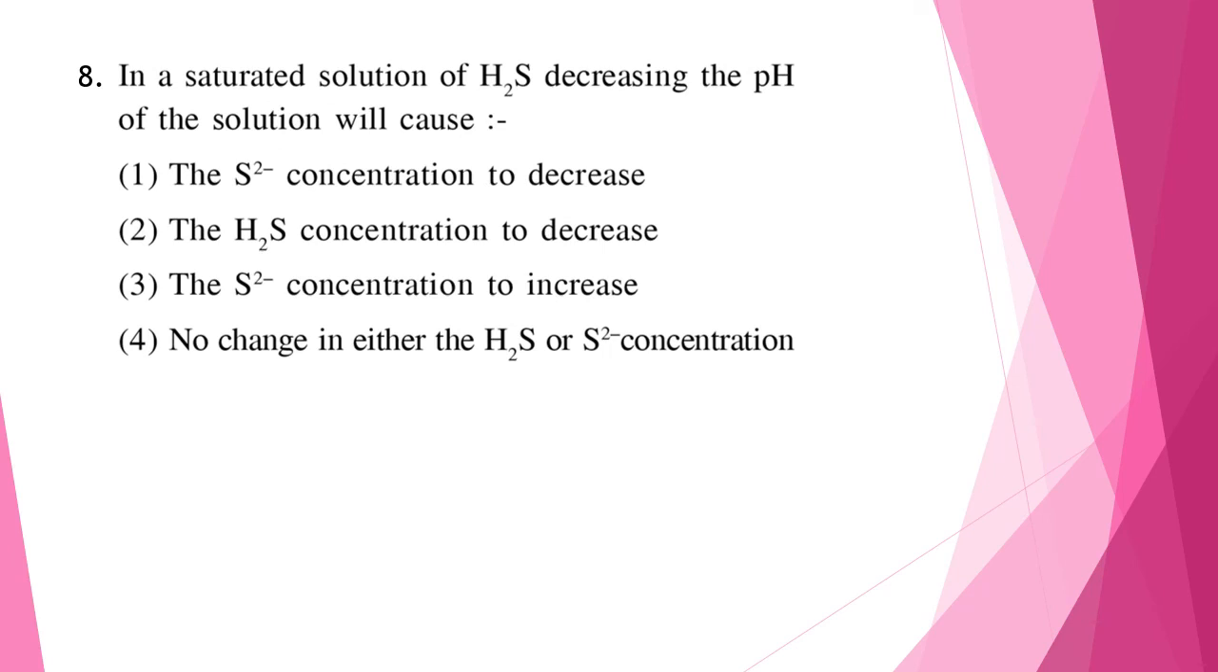Question 8. In a saturated solution of H2S, decreasing the pH of the solution will cause. Now, as the pH will decrease, the concentration of S2 negative will also decrease because of common ion effect. So the correct answer is option 1.